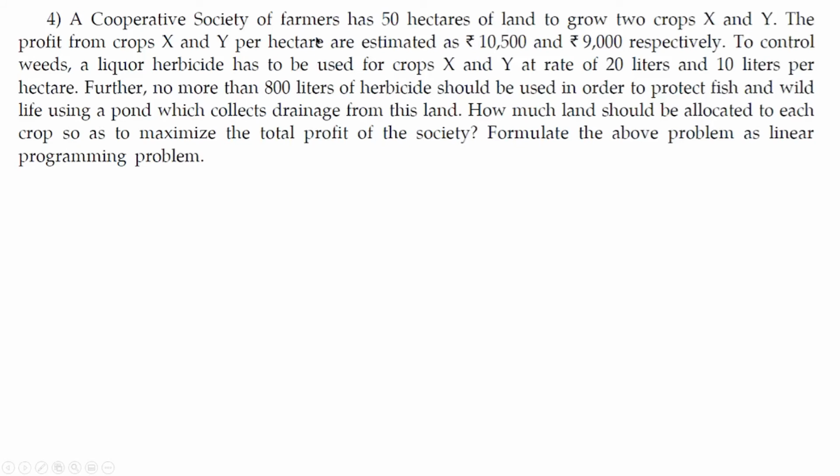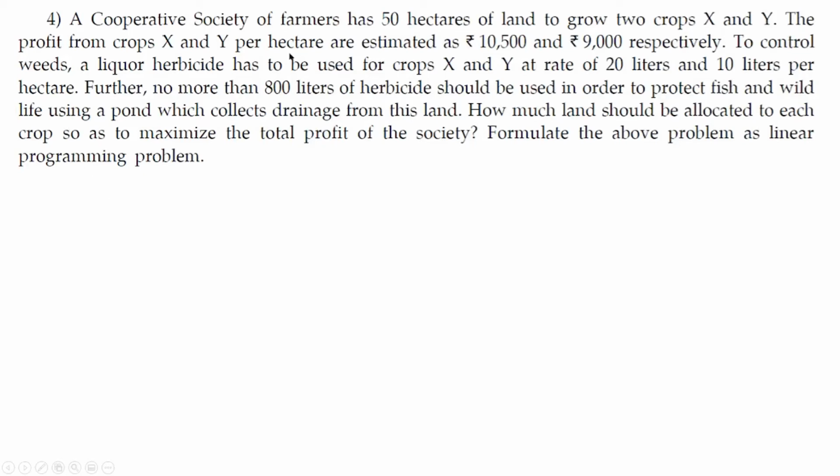A cooperative society of farmers has 50 hectares of land to grow two crops X and Y. The profit from crops X and Y per hectare are estimated as rupees 10,500 and rupees 9,000 respectively. Then, to control weeds, a liquid herbicide has to be used for crops X and Y at the rate of 20 liters and 10 liters per hectare. Further, no more than 800 liters of herbicide should be used in order to protect fish and wildlife using a pond which collects drainage from this land. How much land should be allocated to each crop so as to maximize the total profit of the society? Formulate the above problem as a linear programming problem.